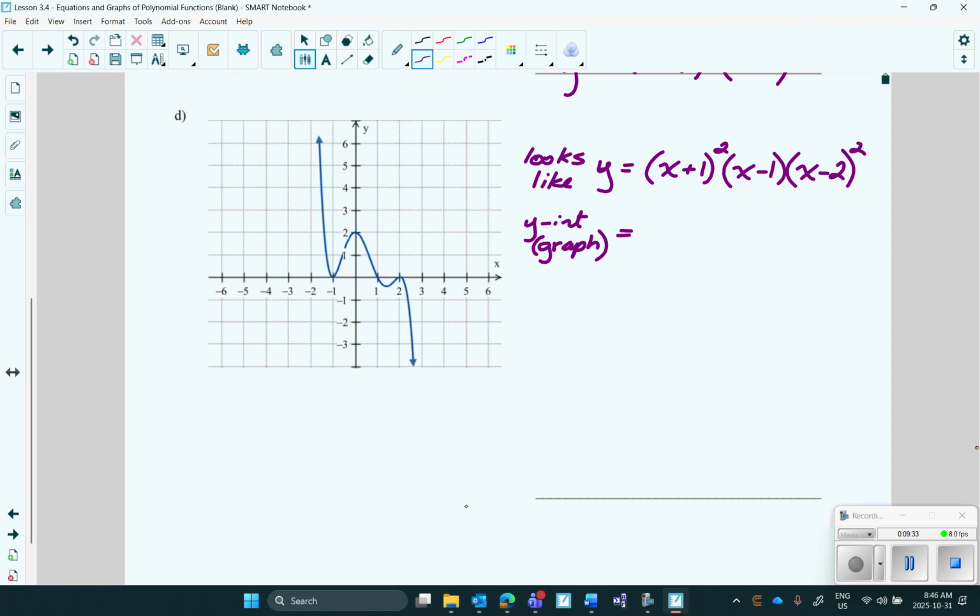Okay. The y-intercept? 2. No, it's not going to match, because once I square this, I'm going to get 4, so I know it's not going to match. So I'm going to have to multiply it by something in the front. What's the y-intercept when you plug 0 in and calculate? Negative 4? What do I have to multiply 2 by to get negative 4? That's what has to go in front. So that is your final equation.